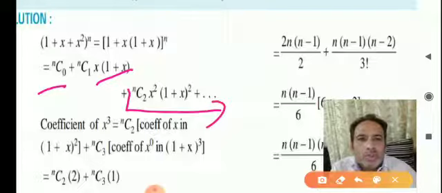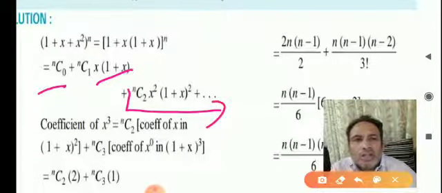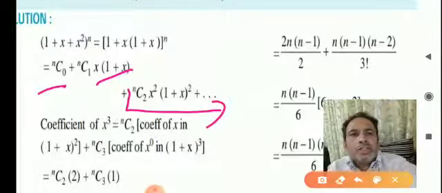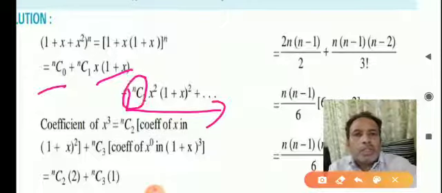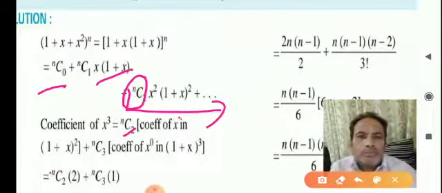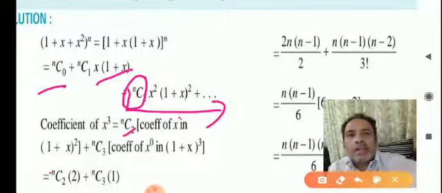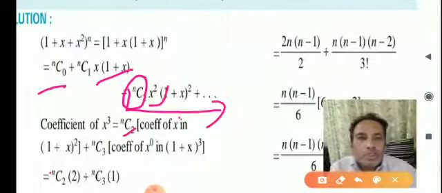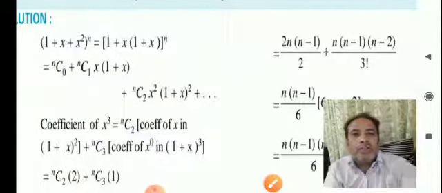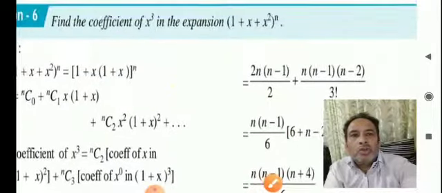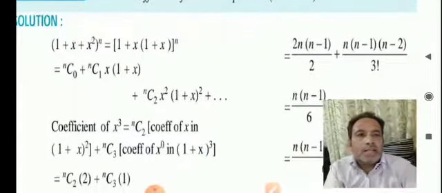Let's see how. So the coefficient of x cube in this nc2 term is there. So here we are adding nc2 and the coefficient of x in 1 plus x whole square. Okay, why the coefficient of x? Because x square we have already used. So here we have to evaluate the coefficient of x in 1 plus x whole square.